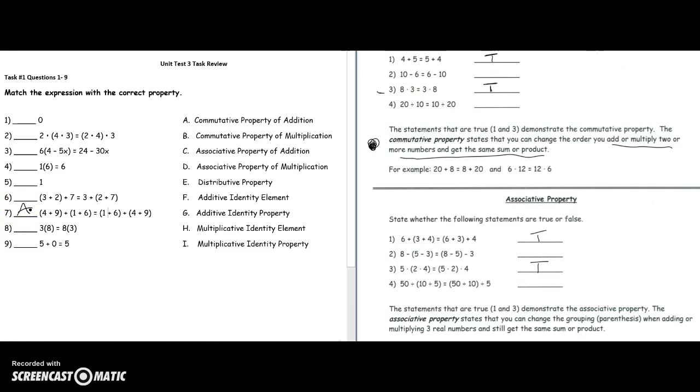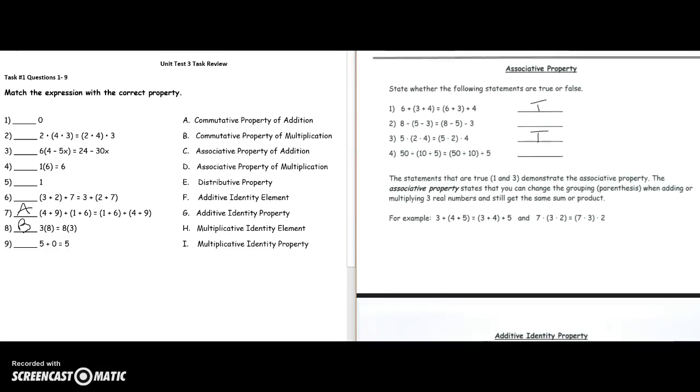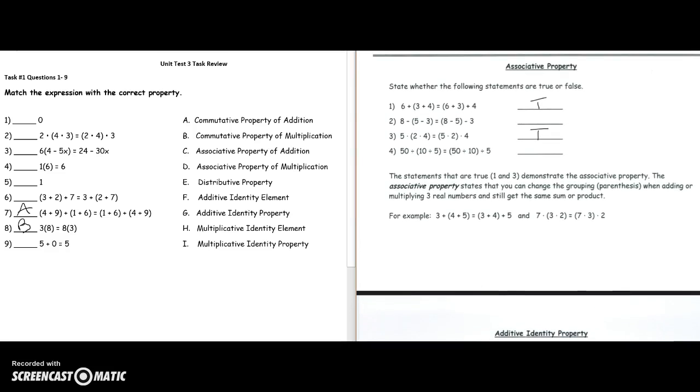Now the commutative property of multiplication, we want the same exact numbers on the right and left, but we're going to deal with multiplication. That will be choice number 8, which is B. Now let's look at C and D. I'm going to scroll down on the opposite side of the screen and look at the associative property. 1 and 3 are the ones that are correct.